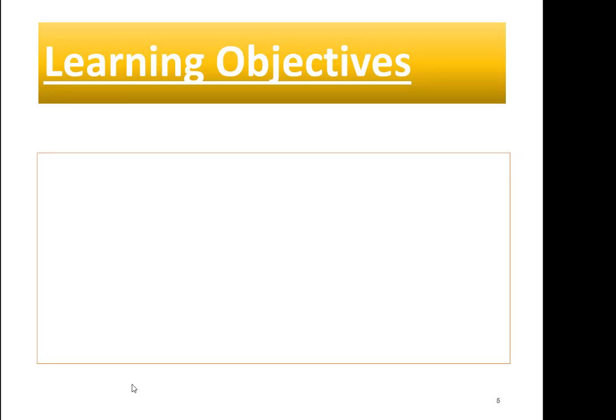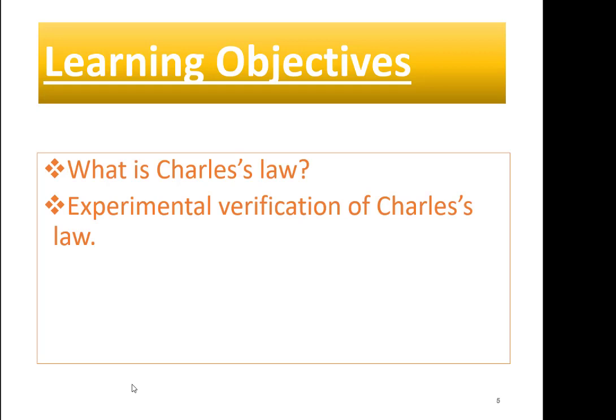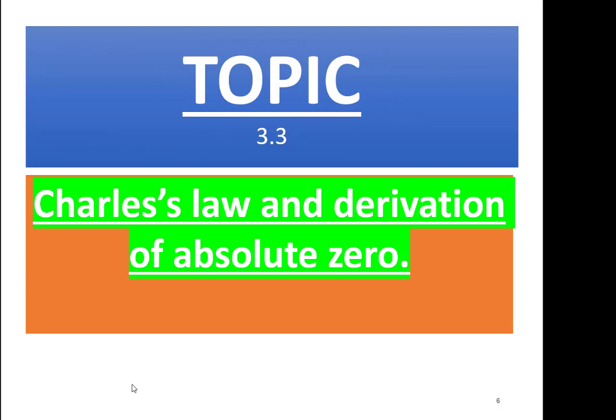So our today's learning objectives are: what is Charles's law, experimental verification of Charles's law, and derivation of absolute zero. So our today's topic is Charles's law and derivation of absolute zero. At the end of the lecture, you will be able to understand what is Charles's law and what is derivation of absolute zero.